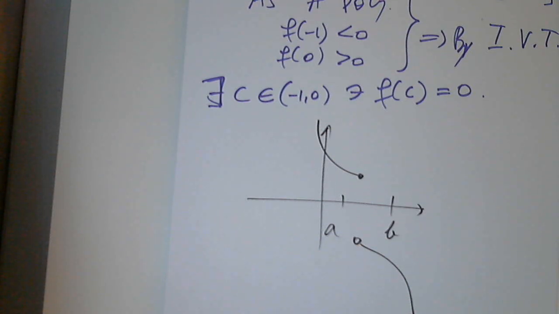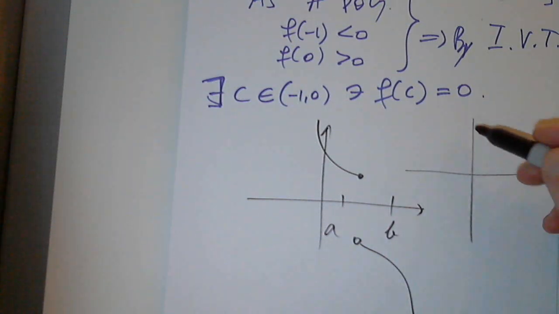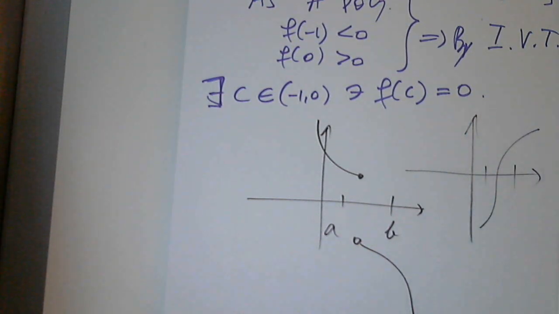See, this function changes sign on AB. It's positive at A and it's negative at B. But if it's not continuous, there is no C for which f of C is 0. So it's a crucial part of the theorem. That's why the function must be continuous. Either coming from below, from negative to positive, or coming from above, from positive to negative. But it must be continuous and it must change sign.